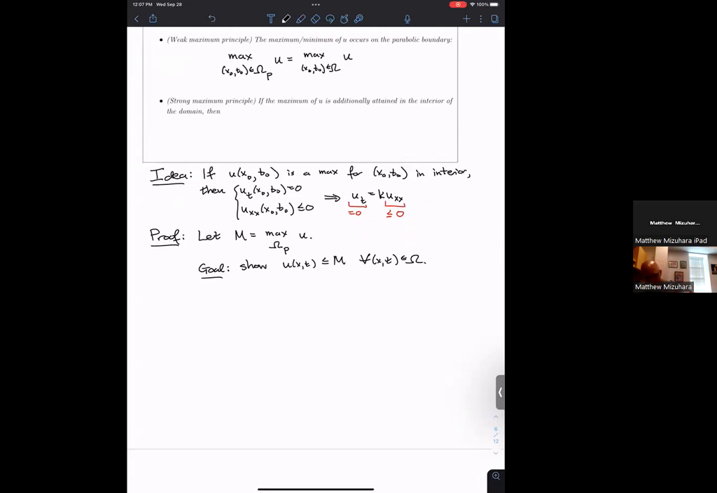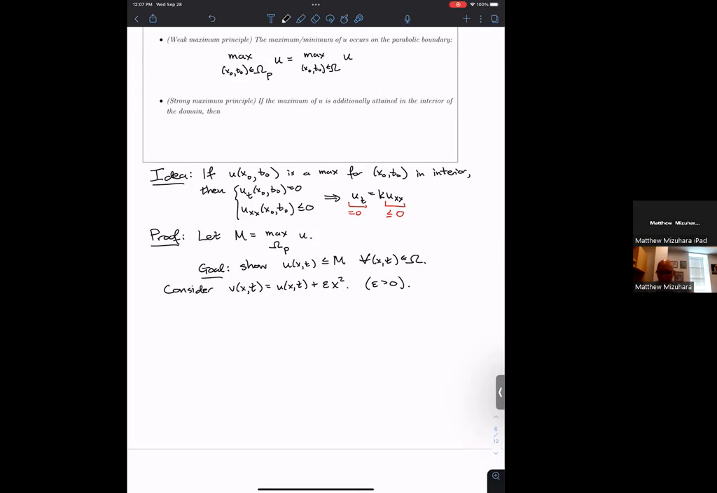Well, this is where we construct our new function. So consider the new function v of x, t, which is U plus epsilon times x squared. Here epsilon is some positive real number. So what do we need to do here? Some things we want to think about are that v, this new function, doesn't actually solve the heat equation. We have to be careful about that, because it's a new function. There's no guarantee it solves the same PDE that U did.